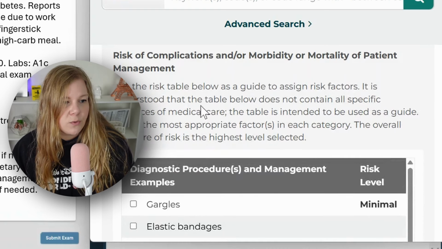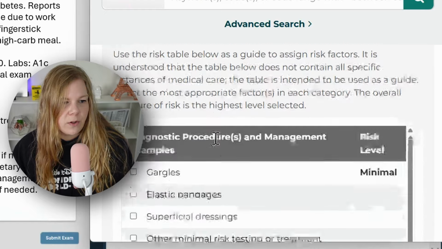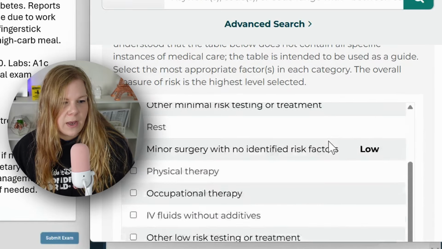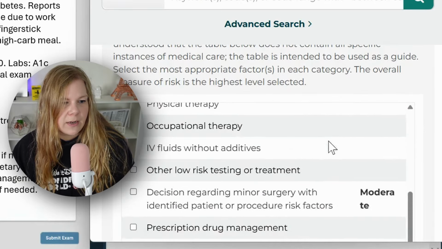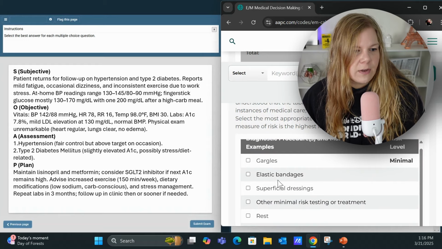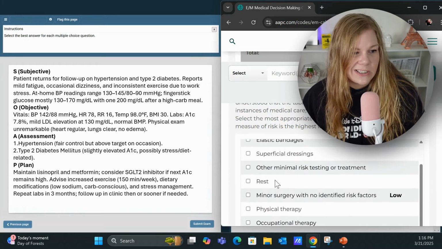We'll just move on to our risk of complications. So where do we fall under this risk of complications? We have our minimal, low, moderate, and high. So it doesn't look like we have anything minimal, like gargle or elastic bandages.